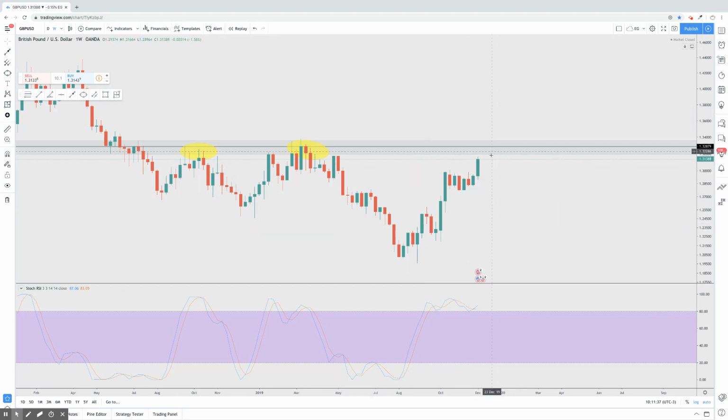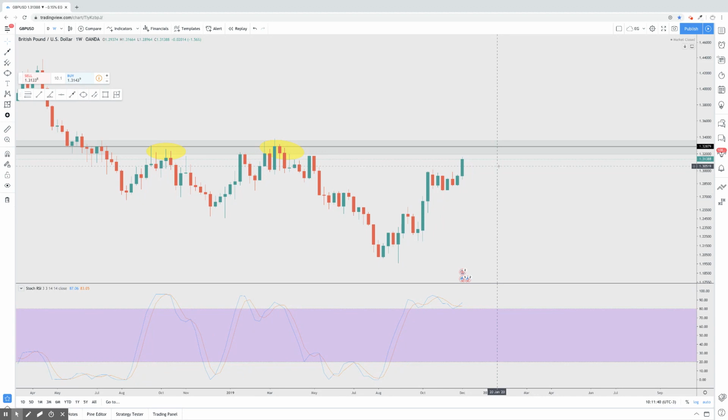Hopefully you found this useful and it can help you start looking for those reversal areas, or at least be aware of them so that you're not buying in an area like this, okay? Because it's a little more risky.